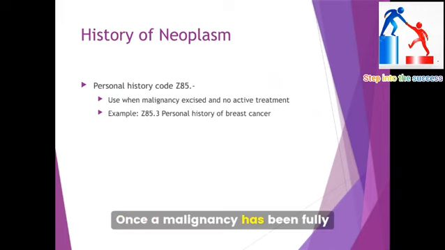Once a malignancy has been fully excised, the treatment is completed, and there is no evidence of remaining cancer, we no longer use the C codes. Instead, we use a history of code from the Z85 category. For example, if a patient had breast cancer 5 years ago and is now clear, we use Z85.3.